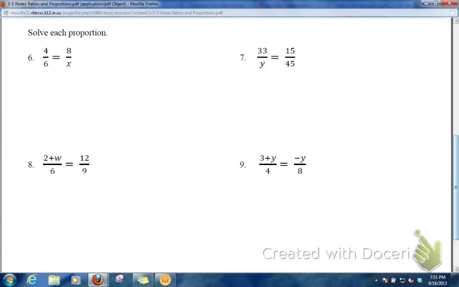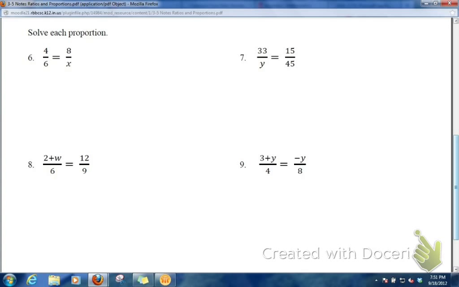Now, again, on this very, very simple problem, some of you are probably looking here and saying, hey, I can just take 4 times 2 and get 8. So that means I would have to take 6 times 2 and get 12. So x must equal 12. And if you understand that, very good. That is very good. But again, these problems will get more difficult.